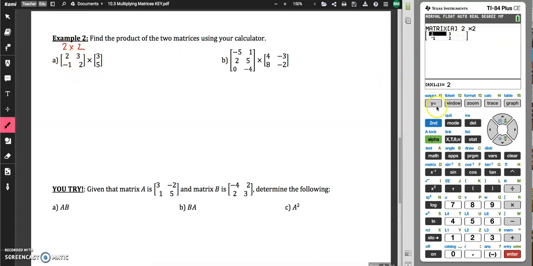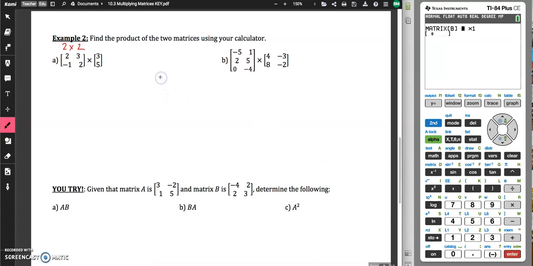So once I've done that, I'm going to go back to the matrix home screen. Now there's no back button, right? So I have to click second matrix again to get back to that home screen, just like we did the first time. Now it's showing you the dimensions for the one we just entered, but we need to enter something for B. So I'm going to scroll over to edit again. And this time scroll down to B, so that's our second matrix, and click enter.